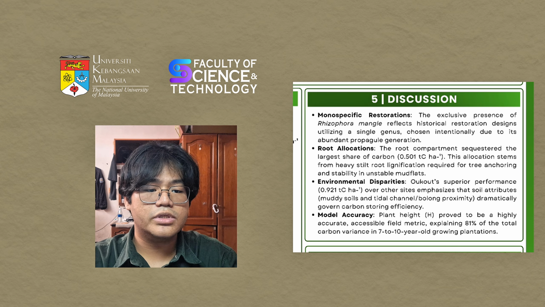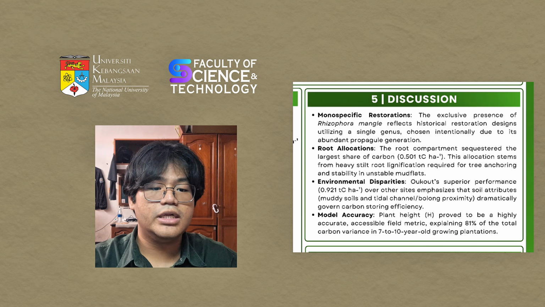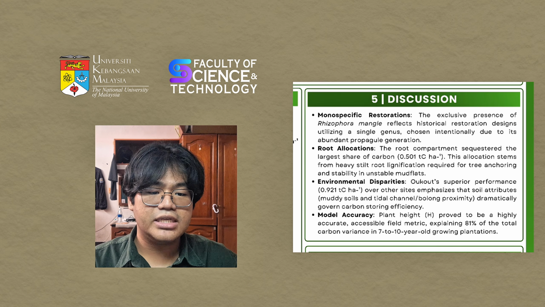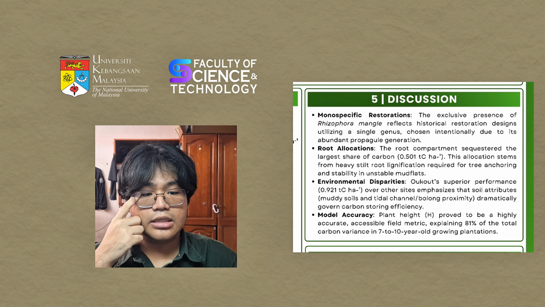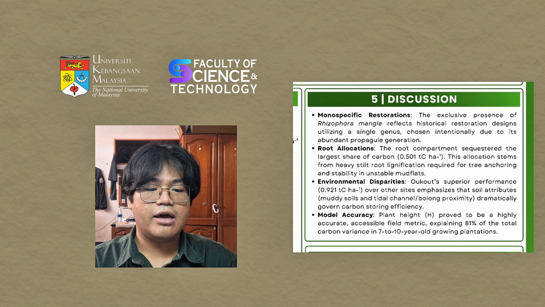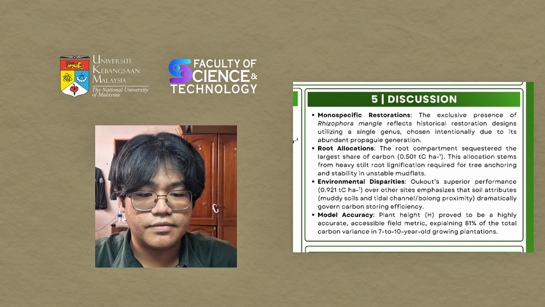Then the superior performer, which is at 0.921 ton carbon per hectare over the other sites, emphasizes the soil attributes, which are muddy soil and tidal channels, that dramatically govern the carbon storing efficiency.